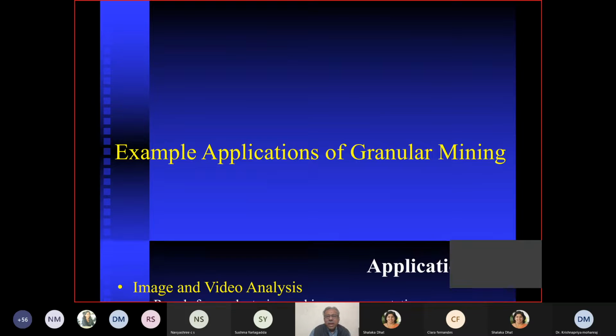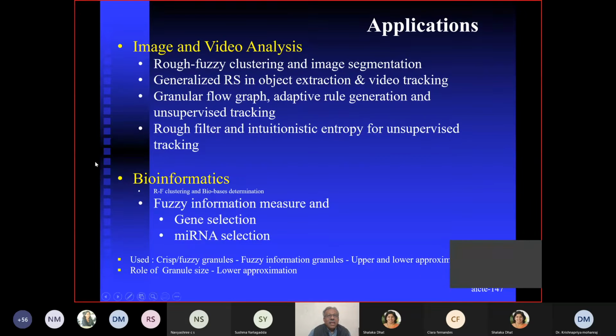Example applications of granular computing: there are so many in image and video, which I will explain in detail. Rough fuzzy clustering, image segmentation, generalized rough set for object extraction, video tracking, granular flow graph, unsupervised adaptive rule generation. Then rough filter, which is a new concept, and rough entropy. Then in bioinformatics, I will cover fuzzy information measure for microRNA selection or gene selection.